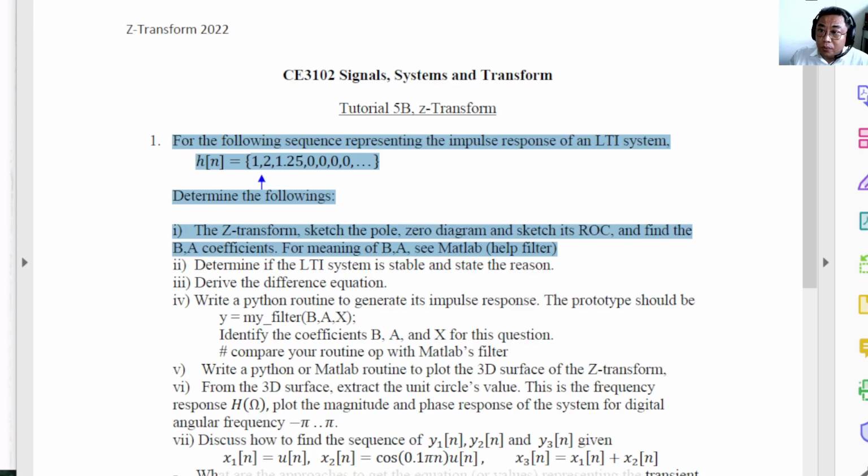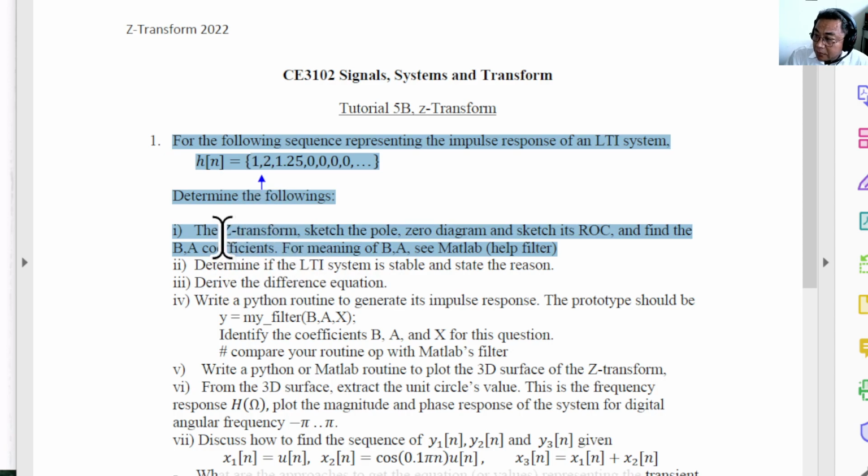This is CE 3102 Tutorial 5B question 1. In this question, we're given an LTI system that has this impulse response. Notice the arrow here, it indicates that n equals 0, so it should be lining up to 1.